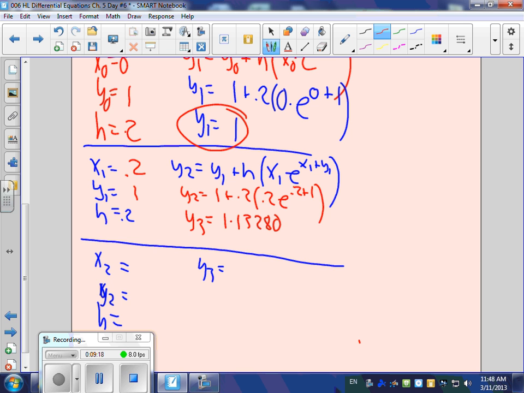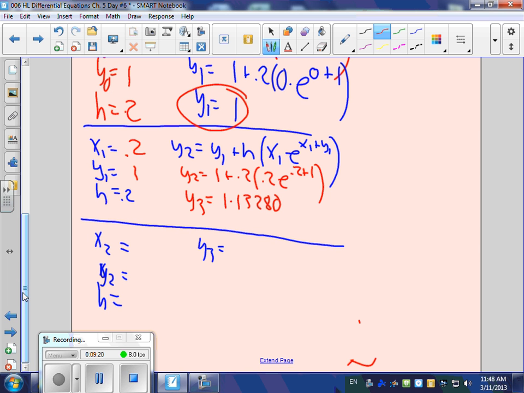So then for the next one, when we go 0.4, 0.2 goes to 0.4, 0.4 goes to what? 0.6, and then you're done, right? So then y2 is going to be, let's see, yeah, 1.13280. h is still 0.2. So y2 plus h times x2 e to the x2 plus y2.